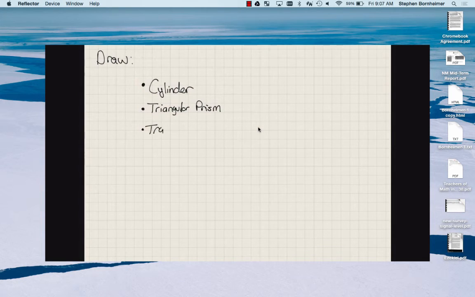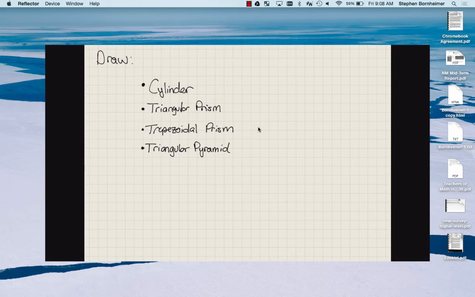Can you construct a triangle? I'm guessing a triangle is kind of easy. Can I use graph paper? Yeah, I'd recommend graph paper, actually. It has to be on a separate piece. Can I just draw the cylinder and the triangular prism on our notes? I want this done on a separate sheet of paper.